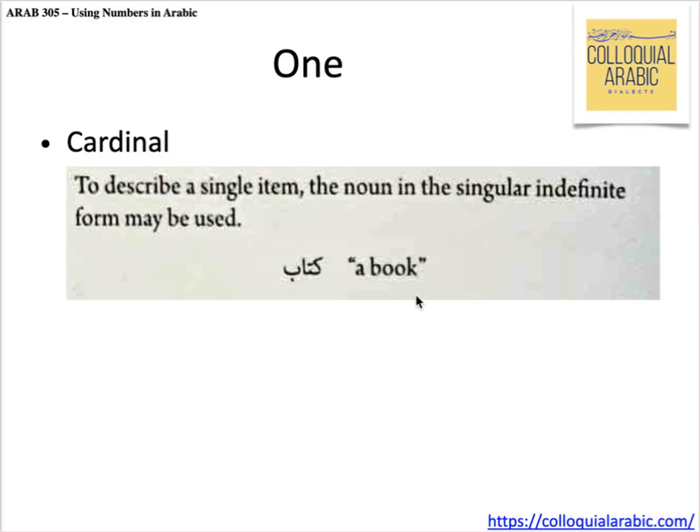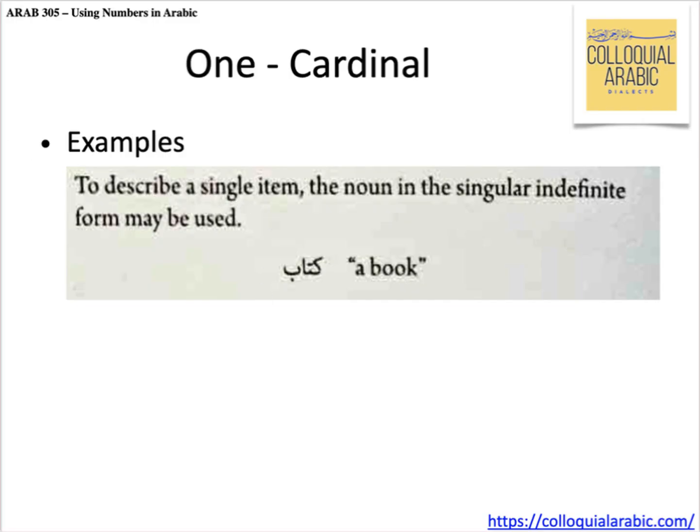Whereas we'll later on see the ordinal numbers as well, and we'll also see how these forms are used, their grammatical rules, and how they agree in gender and case, and we also discuss some examples as well. So this is to describe a single item, the noun in the singular indefinite form. We use the cardinal one.